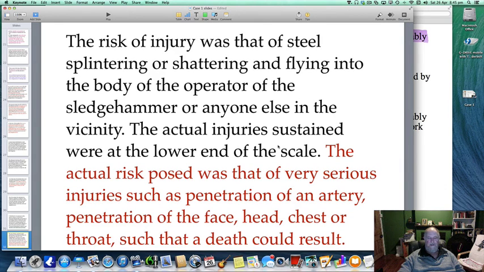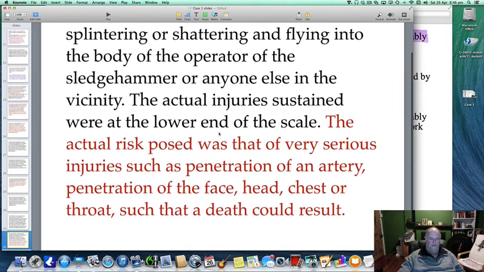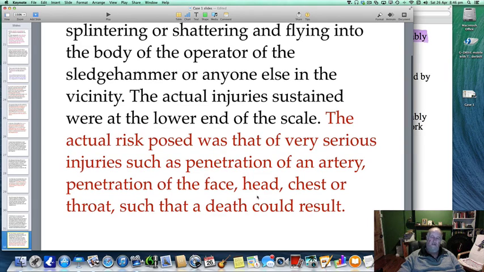The risk of injury was that of steel splintering or shattering and flying into the body of the operator. The actual injuries sustained were at the lower end of the scale. The actual risk posed was that of very serious injuries, such as penetration of an artery, penetration of the face, head, chest or throat, such that a death could result.